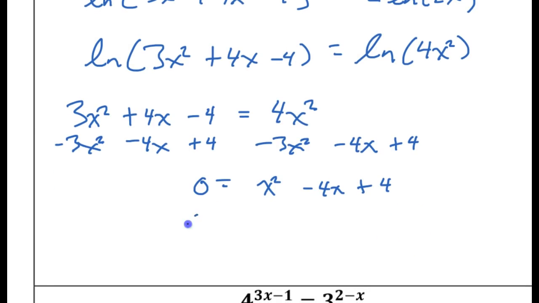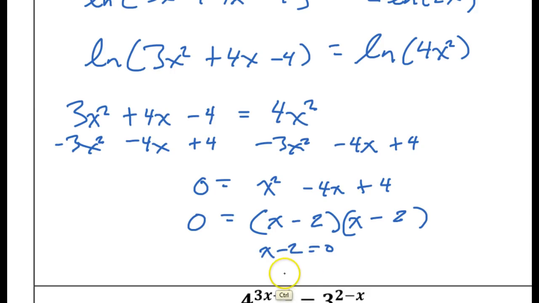Now at a glance this seems factorable. So x squared is x times x. 4 is 2 times 2. I want the middle to be negative 4, so that will be negative 2 and negative 2. So that's how you factor it. Setting either one of these equal to 0 yields x equals 2. Alright, so this is probably the answer.